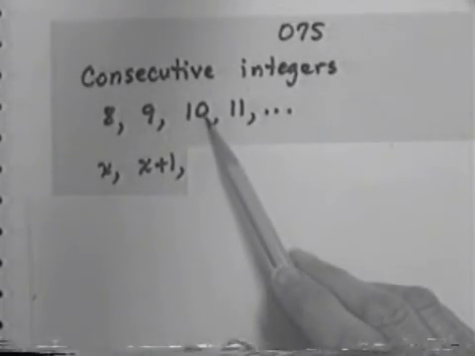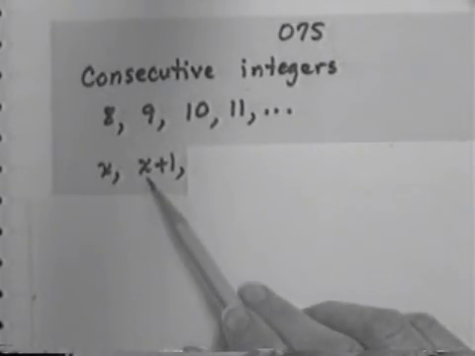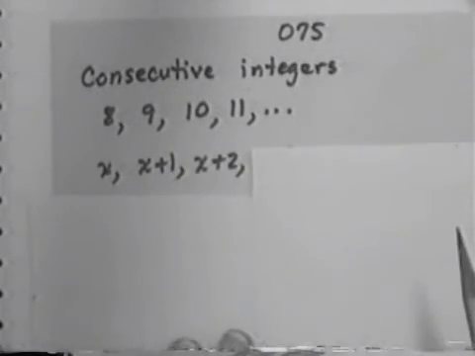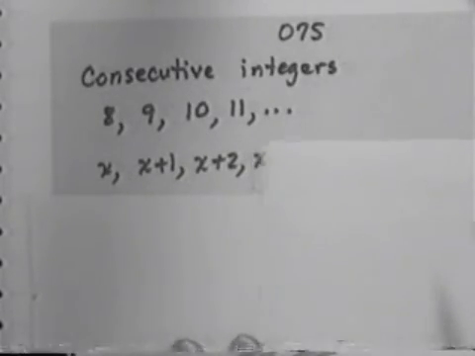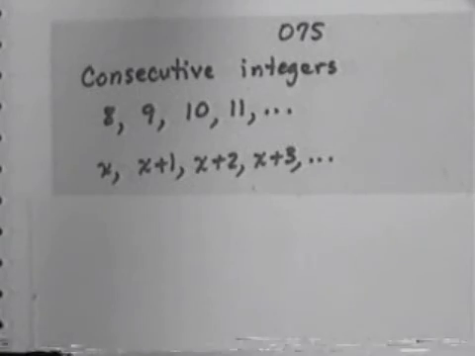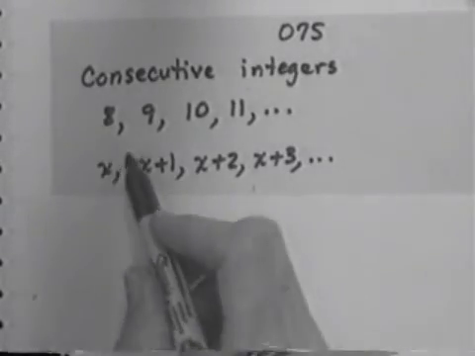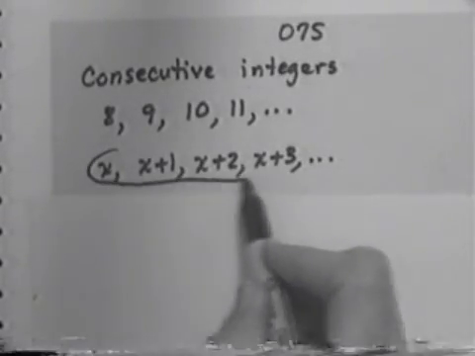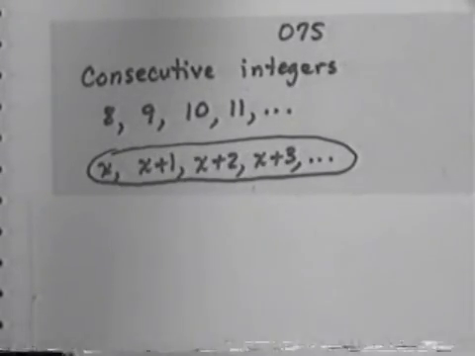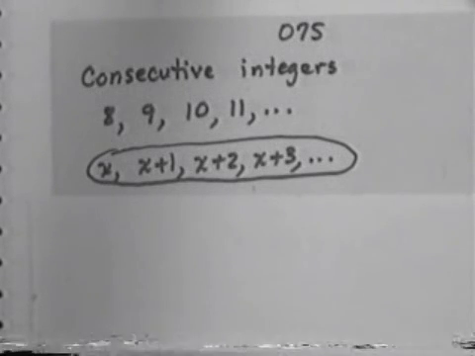Then what do I do to get to 10? I'll add 1 to that. If I take x plus 1 and add 1, I'll get x plus 2 for the next formula, followed by x plus 3, and so on and so on. And so the formulas for consecutive integers will always be x for the first one, followed by x plus 1, x plus 2, x plus 3, and so on. Consecutive integers start with x, and then to get to the next one you add 1, and then keep adding 1 over and over to get however many are needed.